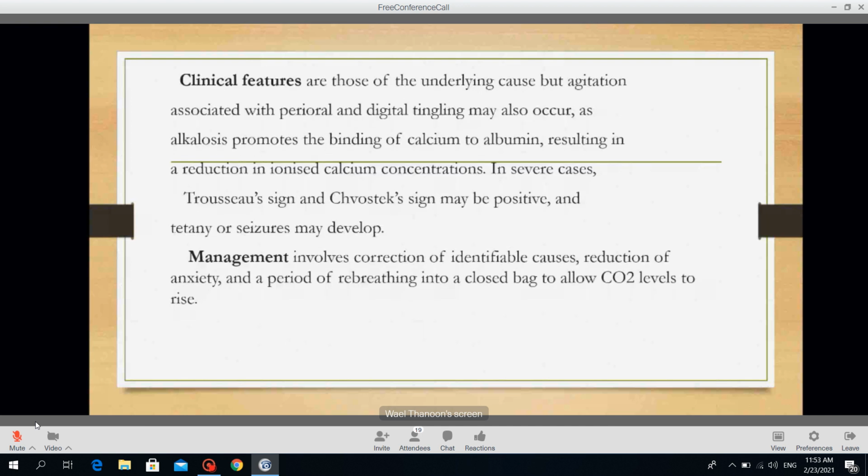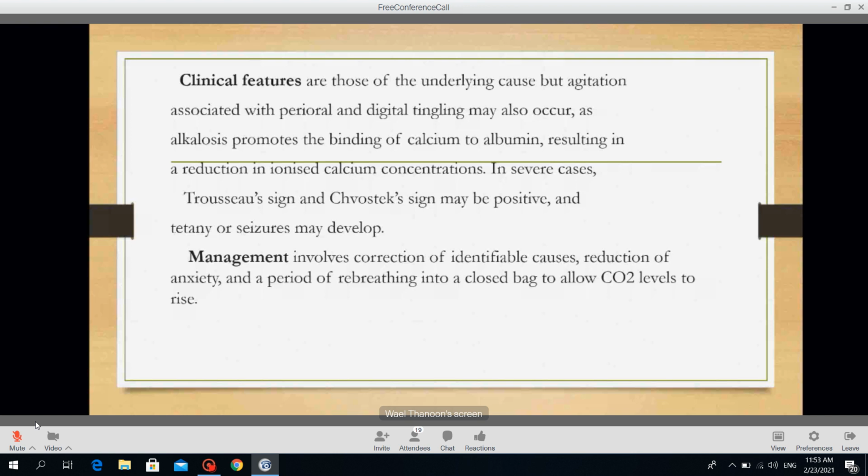Clinical features are those of the underlying cause, but agitation associated with perioral and digital tingling may also occur. So the patient presents with symptoms of hypocalcemia: numb hands, numb lips, tingling. Alkalosis promotes binding of calcium to albumin, resulting in a reduction of the ionized calcium concentration. In severe cases, Chvostek's and Trousseau's signs may be positive, and tetany and seizure may occur.